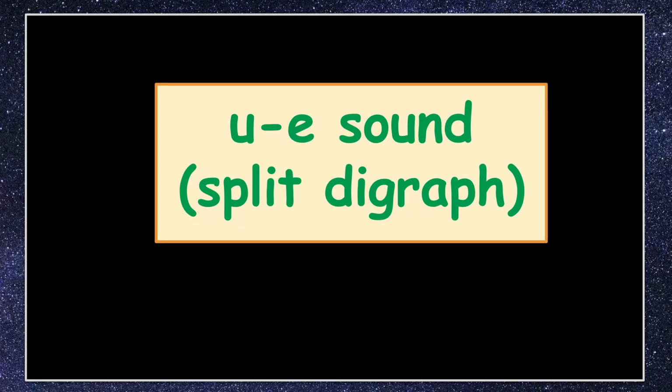Now let's have a look at the next sound. This would be our last sound here. Okay, now this is a split digraph as well. U and E, they come together to make one sound, but they are being very, very naughty and they don't like to sit next to each other. But U and E, the split digraph, make one sound. And what sound is that? It is the oo sound. Now let's have a look at the video.